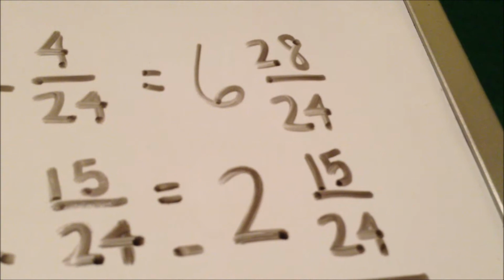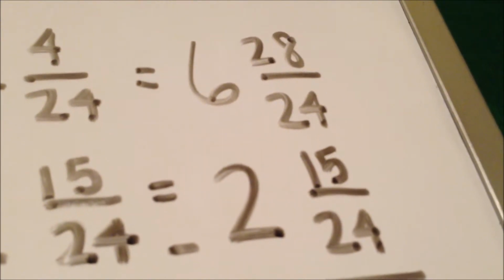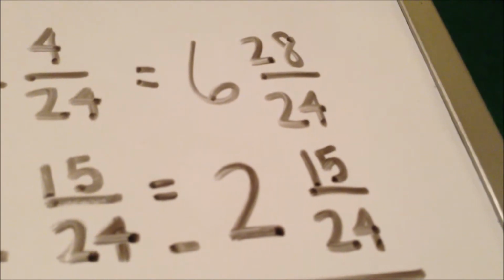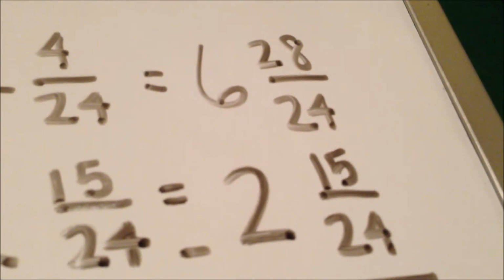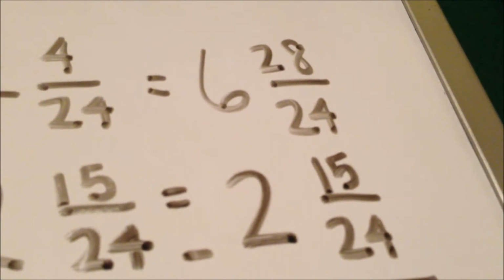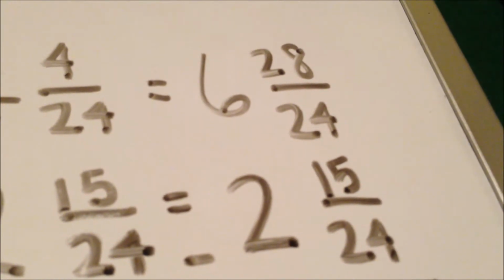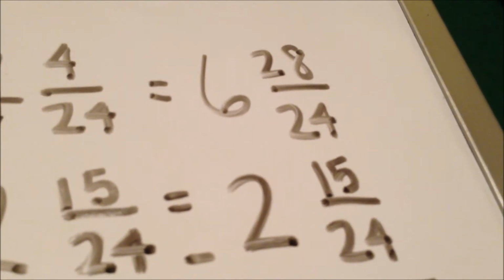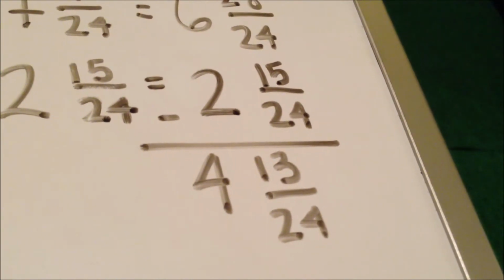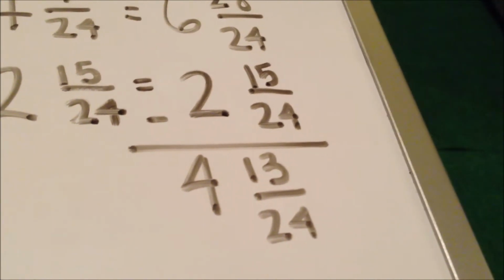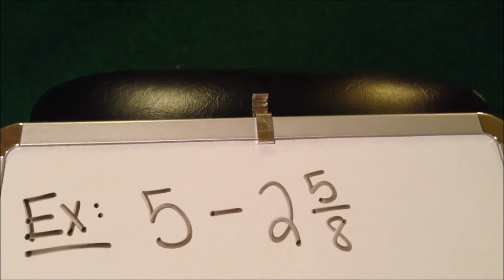So we have 6 and 28/24 minus the 2 and 15/24. That does not change. And we get 6 minus 2, which is 4, and 28 minus 15, which gives us 13. So our final answer is 4 and 13/24. Let's try a different example.